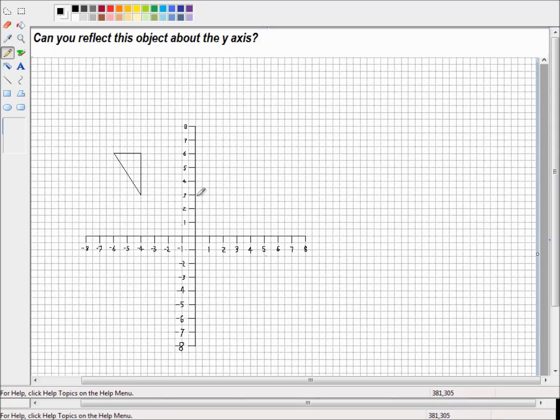So all we have to remember is every point on the object is the same perpendicular distance from the y-axis as the image distance will be. So the perpendicular distance will be the horizontal distance, since the y-axis is the vertical line. I suppose I should put y and x just to be sure.